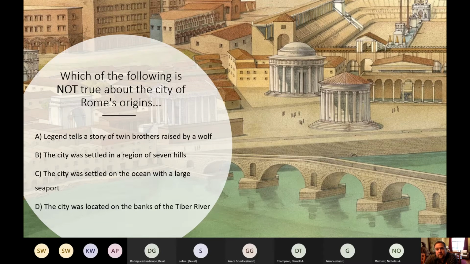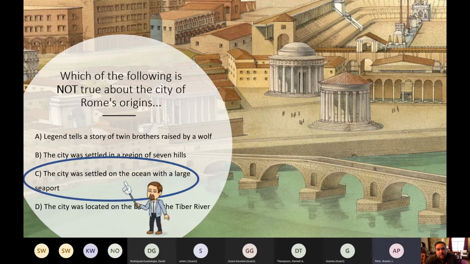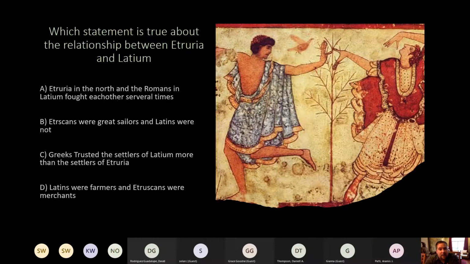All right. Aramis, what do you think? I think the answer is C. The city was settled on an ocean with a large seaport. Good, because that one's not correct. Good. So the other 3 are correct. That one's not. All right, great job.